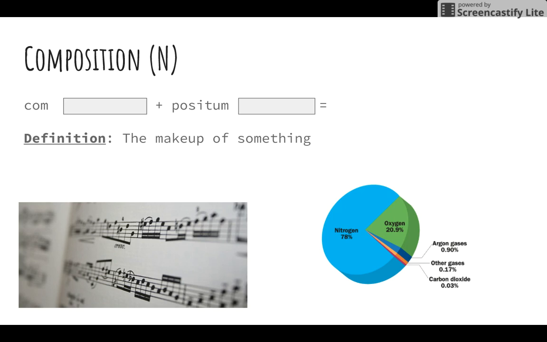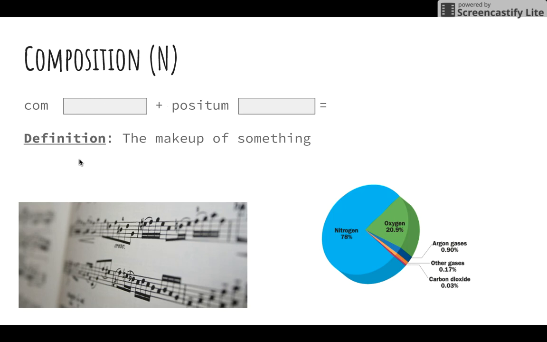The next word is the word composition. Now, composition is a noun. You can always tell that a word is a noun if it ends in ion, always a noun. And composition has two parts to it. It has the prefix com, C-O-M, and then it has positum, P-O-S. You can tell it's from positum. But first we'll talk about the definition.